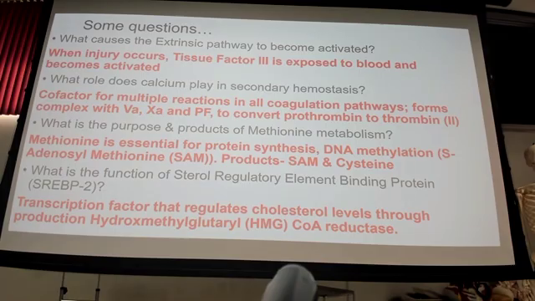Question here, sir. Yes, sorry. Sir, if the extrinsic pathway is activated, since you're getting injury from the outside, and then you're causing injury to the internal, would that automatically activate the intrinsic also?